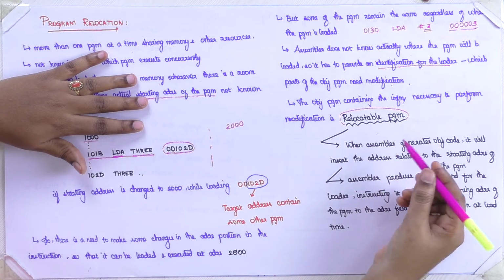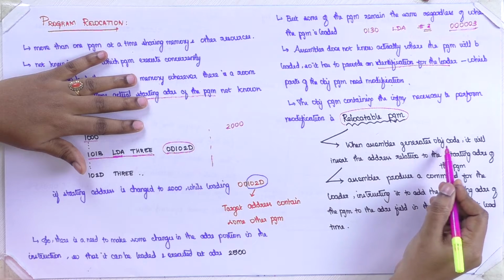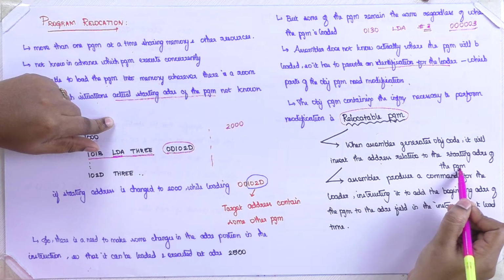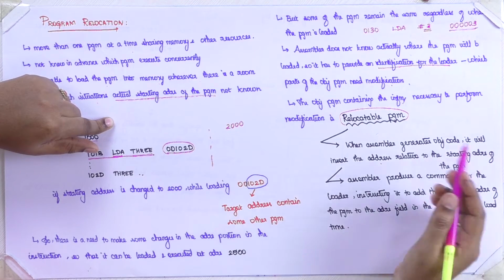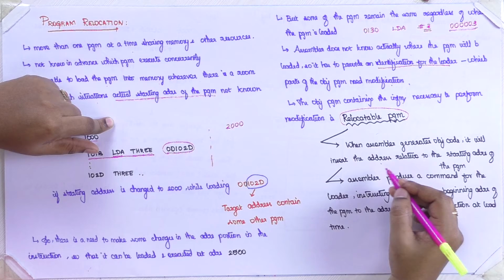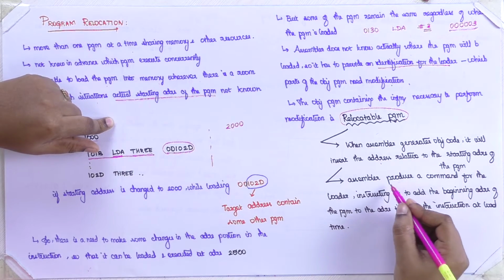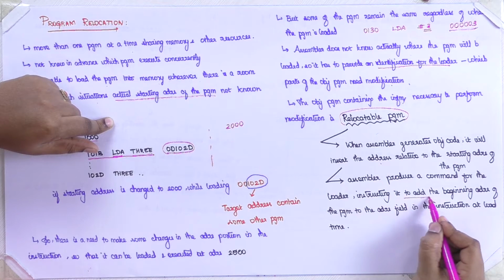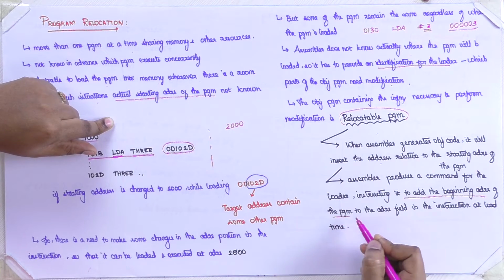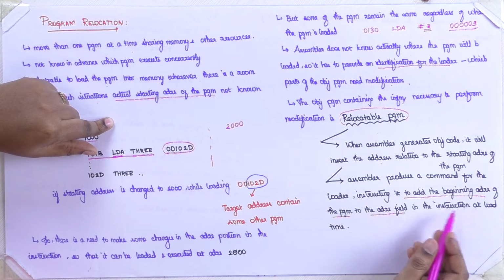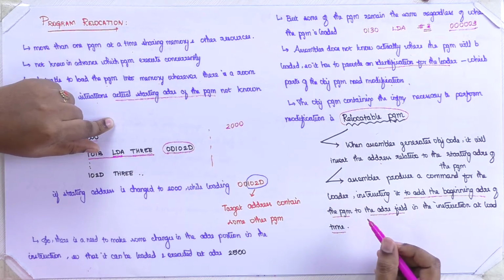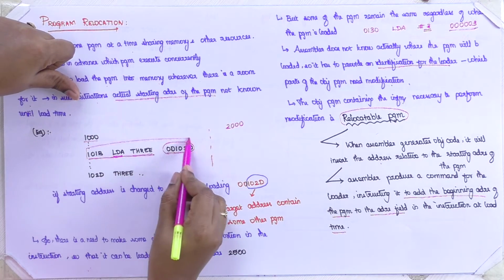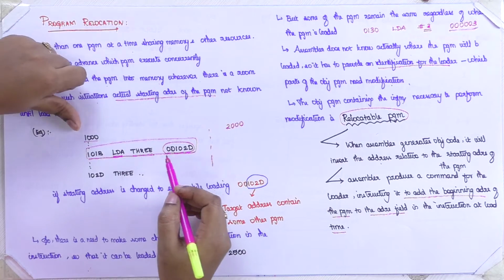So a relocatable program is nothing but when the assembler generates an object code, it will insert the address relative to the starting address of the program. So depending upon the starting address of the program, it will insert the address. The assembler produces a command for the loader instructing it to add the beginning address of the program to the address field in the instruction at load time. So these are the instructions that need modification.